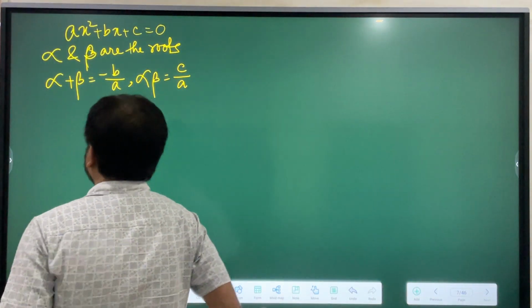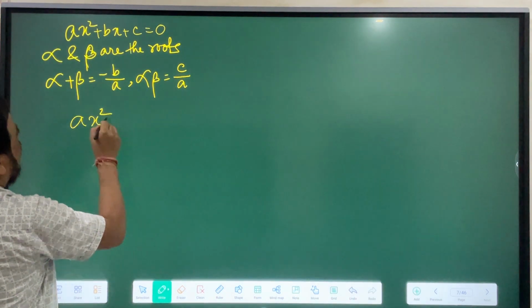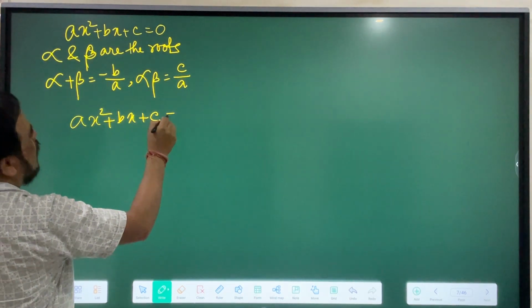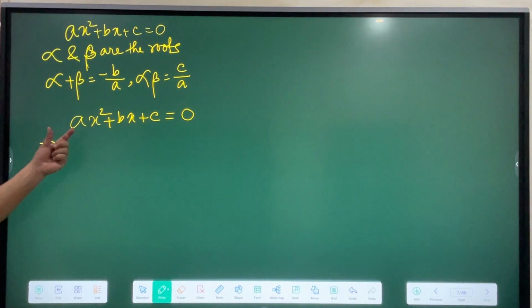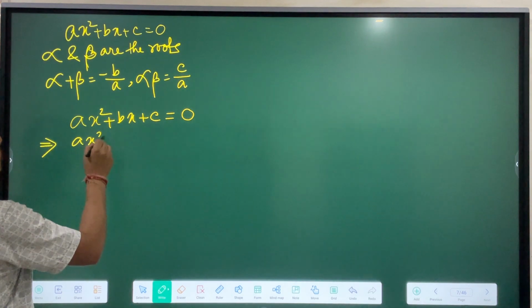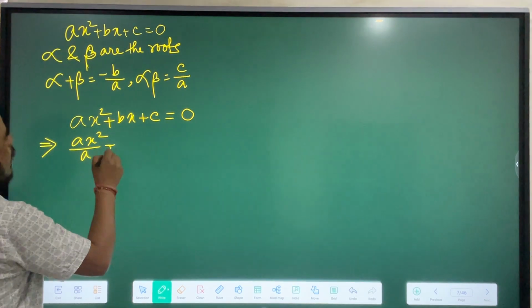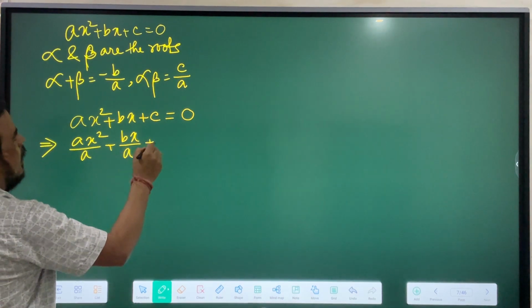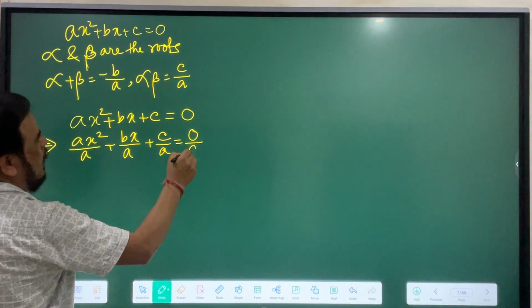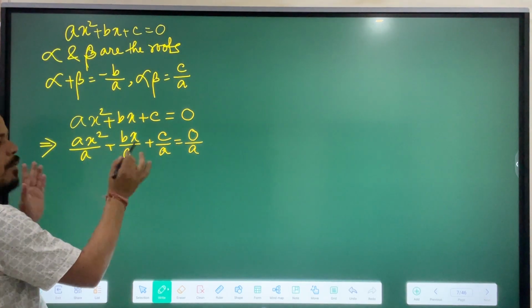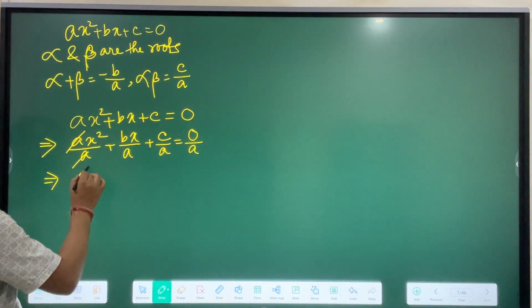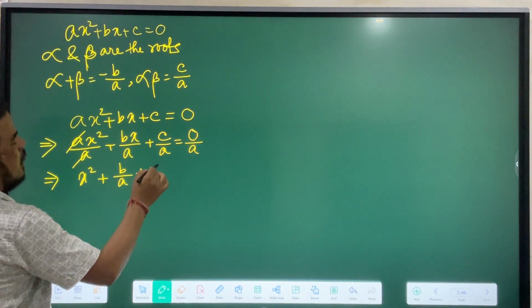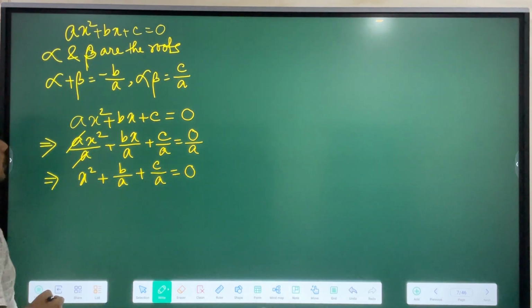Now I will show another process. ax square plus bx plus c equals 0. Now if we divide each term by a on both sides, then how can we write it? ax square by a, bx by a plus c by a, 0 by a. Each term is divided by a on both sides. Why have we divided? We will come to know now. a cancels: x square plus b by a x plus c by a equals 0.